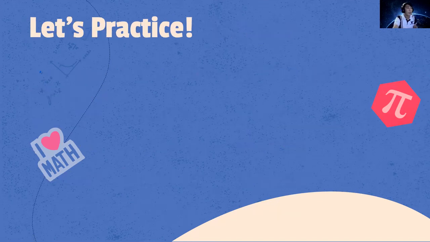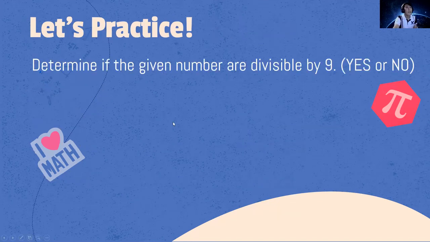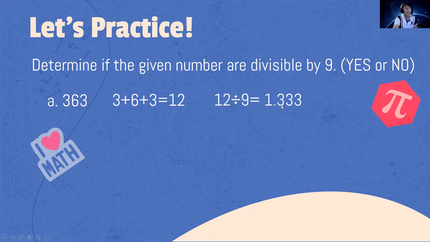Let's practice. Determine if the given numbers are divisible by 9. There should be an S on this part, okay? I'm sorry for that. So 363. Let's try to add all the digits. 3 plus 6 plus 3 is 12. And 12 is not divisible by 9. You will get 1.333333. Therefore, it is not divisible by 9. 363 is not divisible by 9.